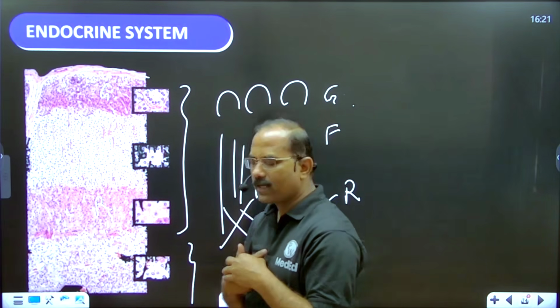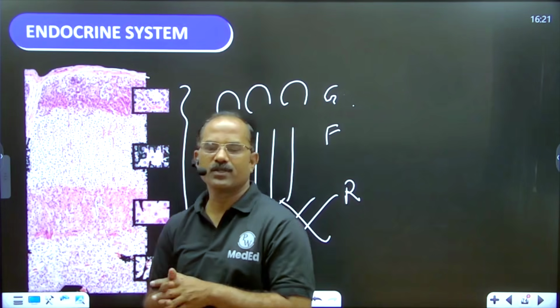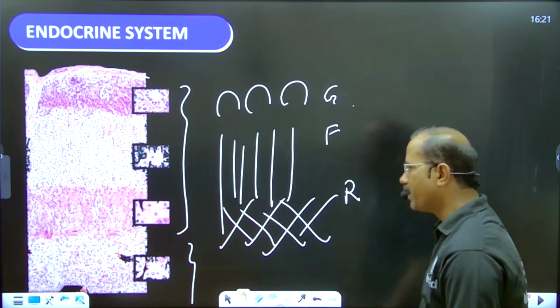Coming down to the medulla, it shows chromaffin cells. Chromaffin cells are characteristic of the medulla.